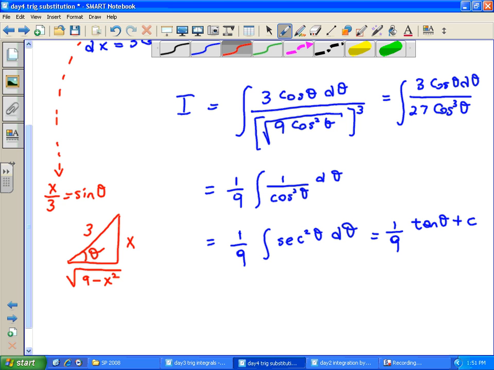Thank you, Courtney. Okay. But what we really want from this triangle is the tangent theta. Tangent is opposite over adjacent, right? So let's write the tangent theta from this triangle. And that is x over the square root of 9 minus x squared.